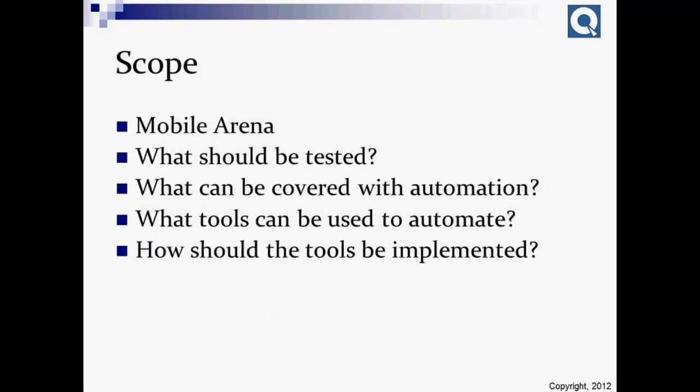The scope of the presentation today is going to cover, number one, the mobile arena. And what's meant by the mobile arena is basically the complexities that make mobile different from desktop testing and web-based application testing. Then we'll talk about the items that should be tested as they relate to mobile. And then what can be covered with automation, and what tools are being used out there that are relatively robust, that can be harnessed into a solution, that are worth exploring, and then how should those tools be implemented.